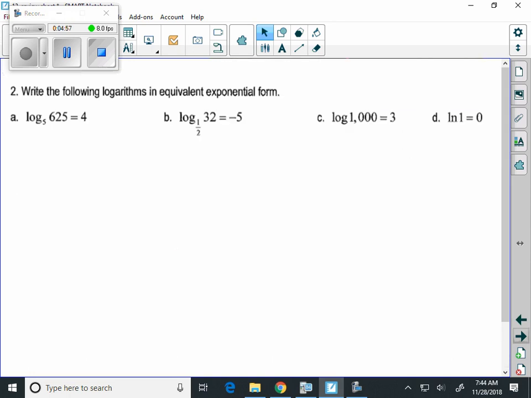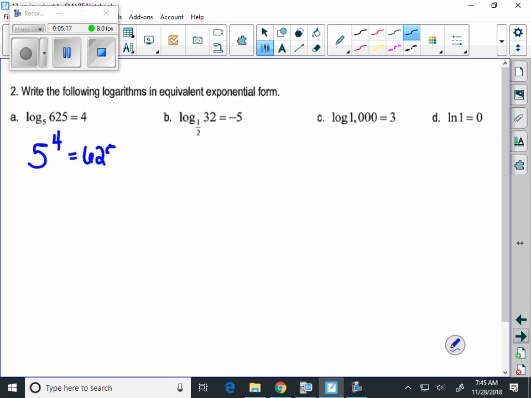Problem number 2. We're writing the following logarithms in equivalent exponential form. Remember that a logarithm is another way of writing an exponent. So when we set this up, it's going to be log base 5. That's the first number written in there. Whatever the logarithm equals is the exponent. It equals 4, so that's the exponent. Equals 625.